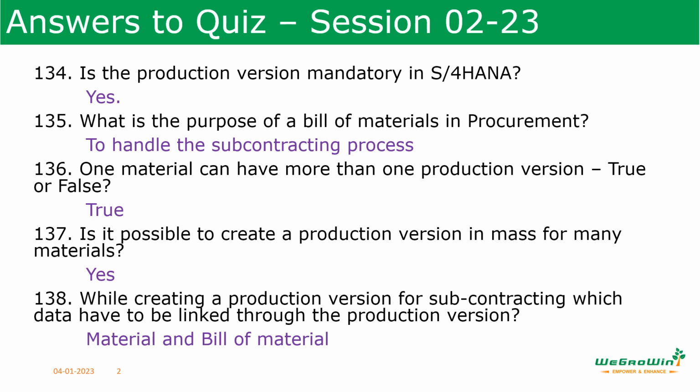While creating a production version for subcontracting, which data have to be linked through the production version? Here we need to link the material and its bill of material. There is no need of linking routing for the subcontracting purpose.